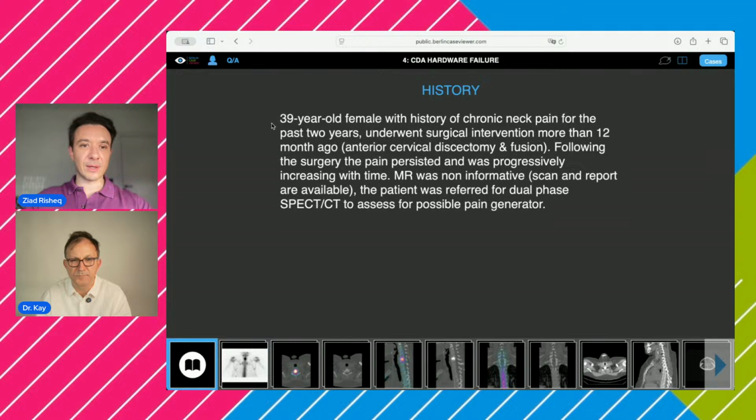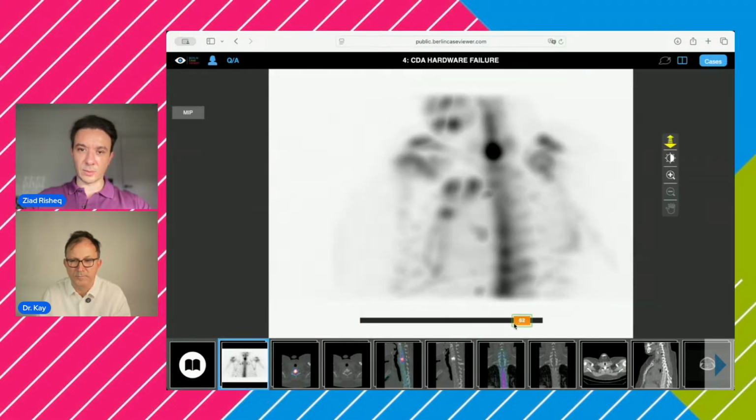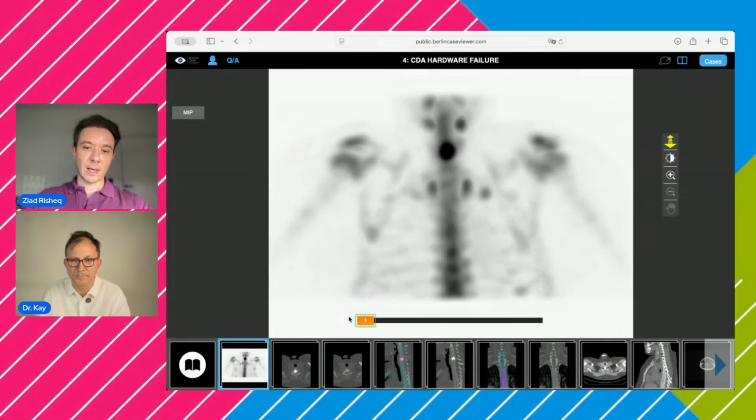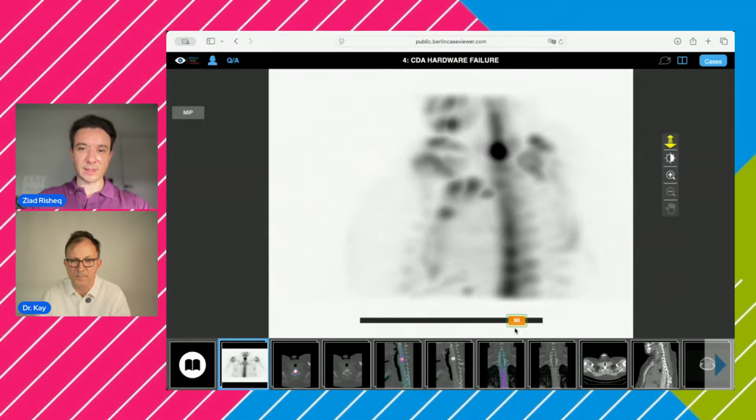So this is a 39-year-old female. Basically, long story short, she had surgical intervention, anterior cervical discectomy and fusion. After the surgery, there was still pain and it was getting worse. She did an MR, and I included it here. I think there is an MR report as well. So she was referred to do the SPECT CT. I was consulted in this case. This was not done at our centers, and this is the MIP.